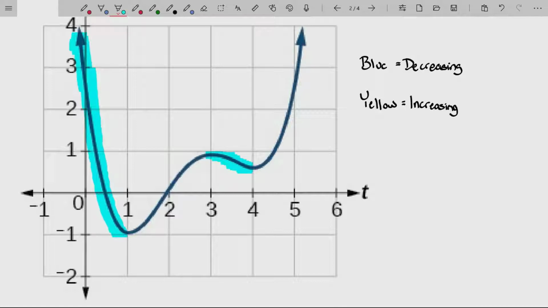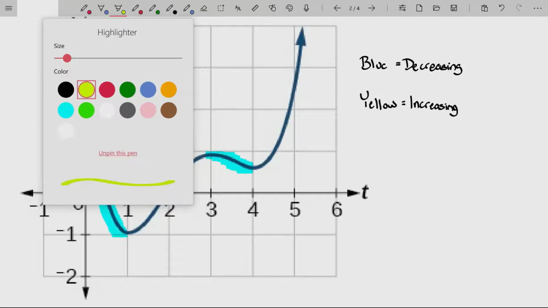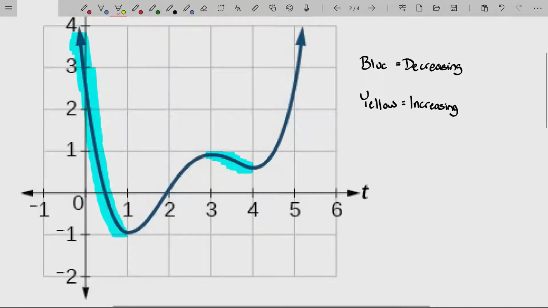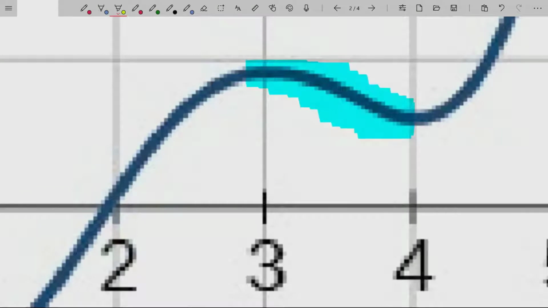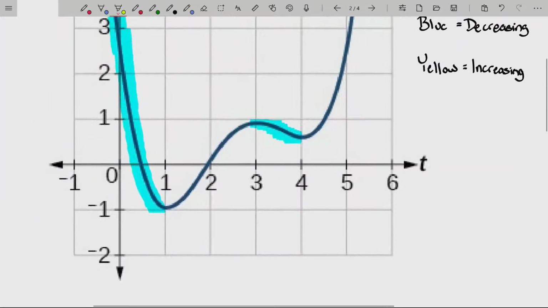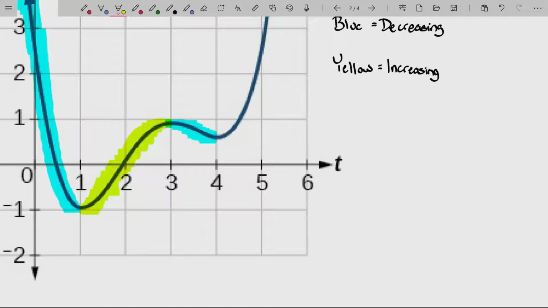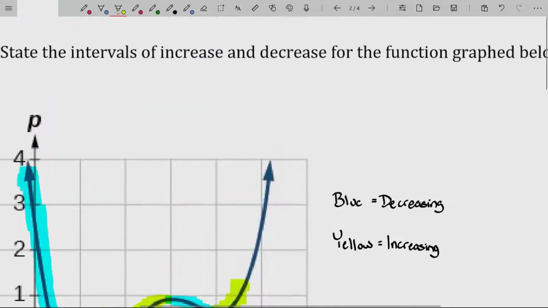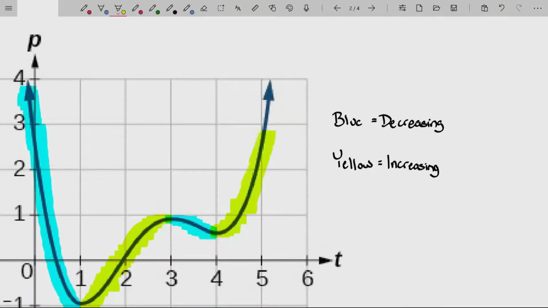Again, these are approximate values. So it's very important if you're using an online homework system to be kind of careful. Zoom into pictures, and really check to see if that's the interval of decrease. Now remember, I reserved yellow for increasing. You can see it's increasing from x equals 1 all the way up to x equals 3. And then again, from x equals 4, it goes all the way to infinity.